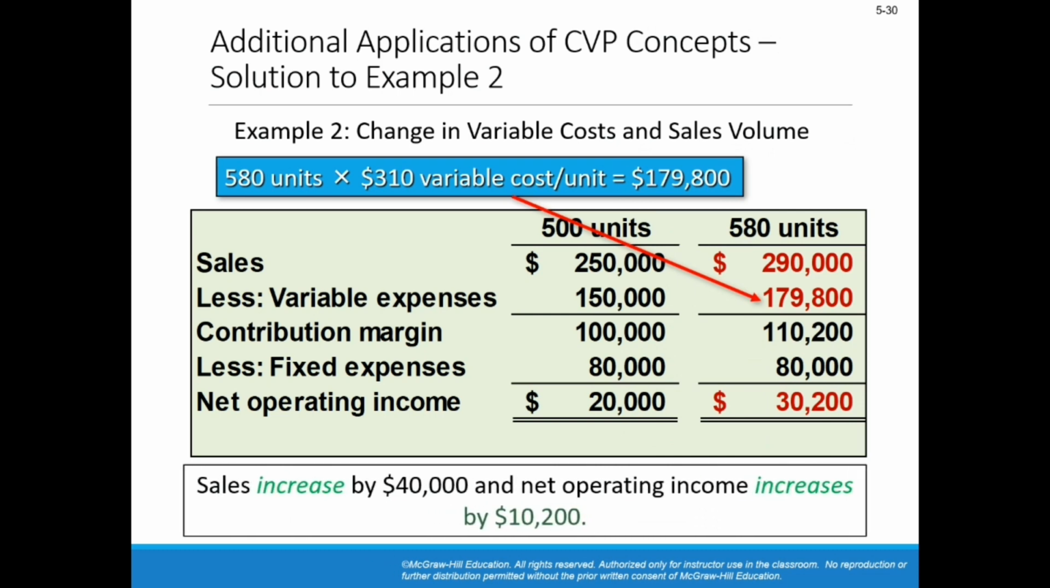Here they show us the full approach where the quantity increased by 80 and therefore the revenue increased from 250 to 290,000. Of course, the total variable cost will increase as the number of units increased and the variable cost per one unit increased by $10. Eventually, you will have an increase in net operating income by $10,200. So this is a favorable decision.